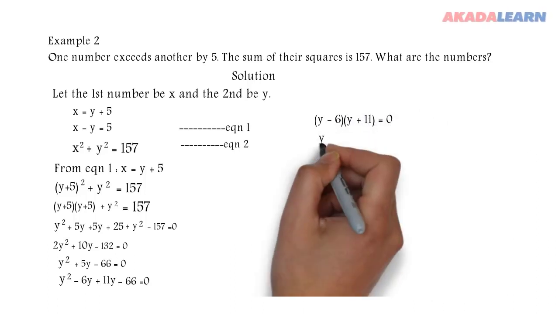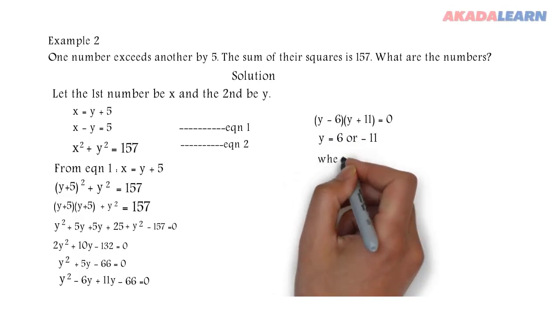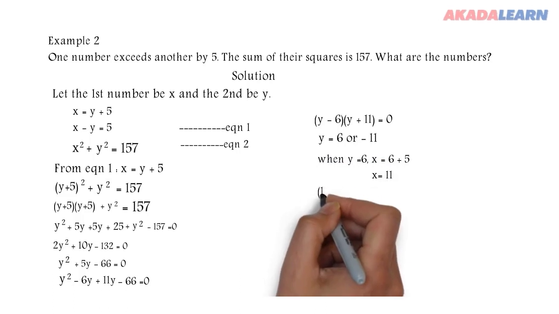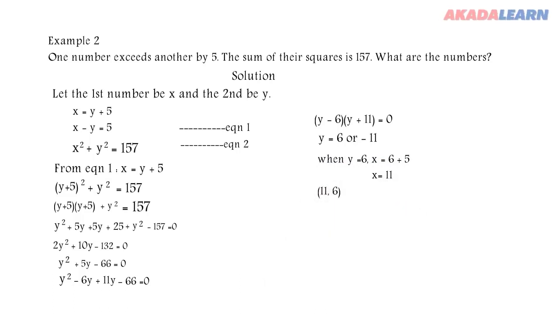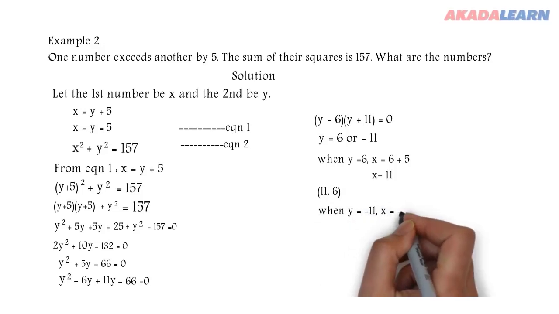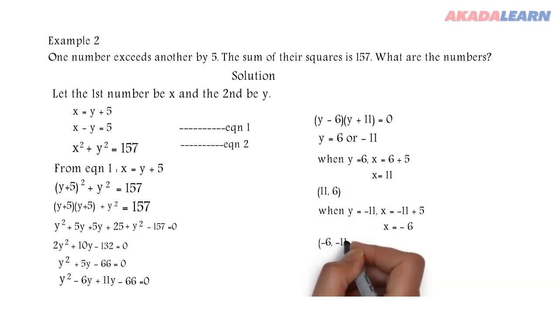We have y minus 6 times y plus 11 equals 0. So our y is 6 or minus 11. So when y is 6, we get the corresponding value of x. x is 11. When y is minus 11, we get the corresponding value of x. x will be equal to minus 6. So the numbers are 6 and 11, minus 6 and minus 11.